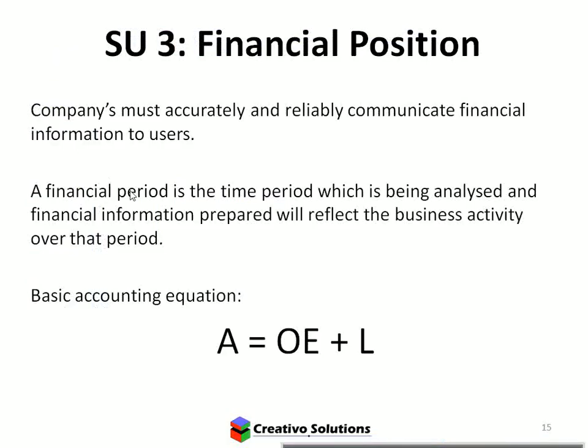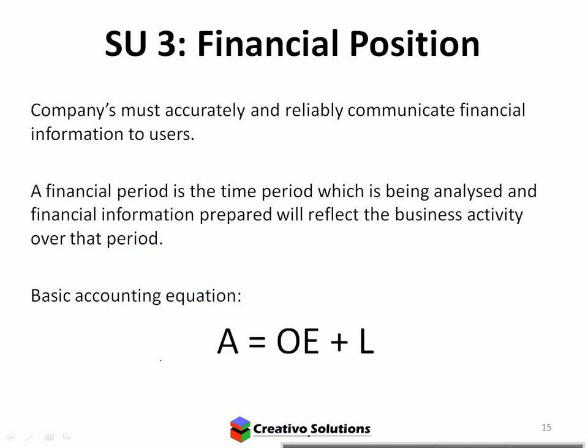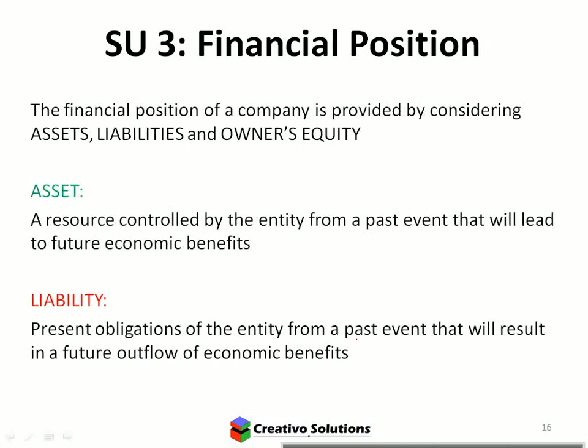Let's go back. Financial position. Owner's equity equals A minus L. So if you take your assets minus your liabilities, see what you've got left. If you've got something left, meaning your assets are greater, good financial position. If liabilities are greater than assets, bad financial position. No one wants more liabilities than assets.